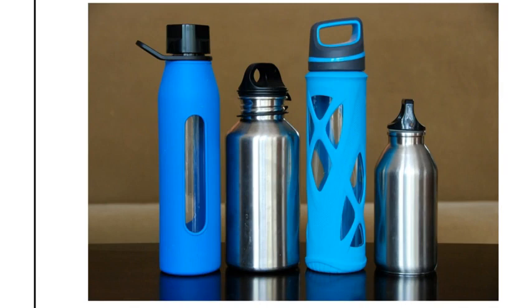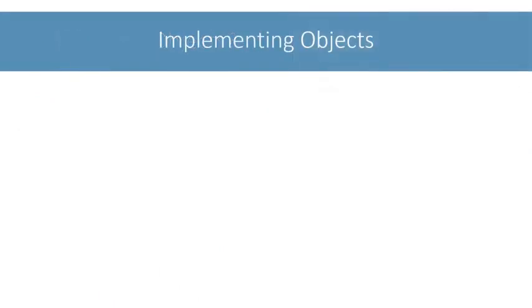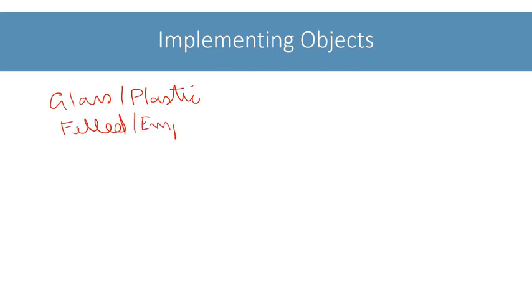Let's take the example of a bottle and try to understand this definition. The bottle may be made up of glass or plastic. The bottle may be filled or empty. The bottle will have some color. So these are some of the characteristics of the bottle.